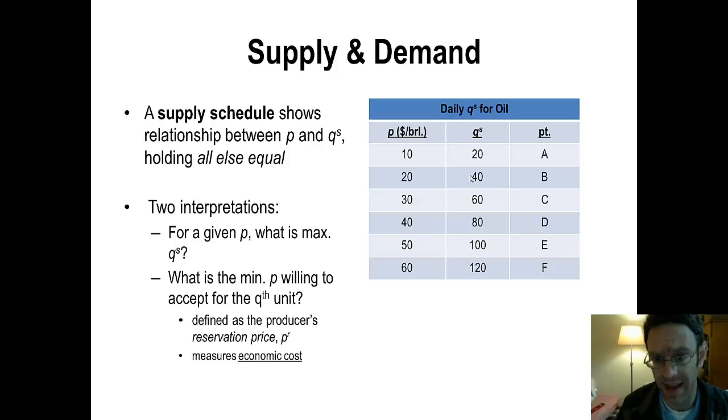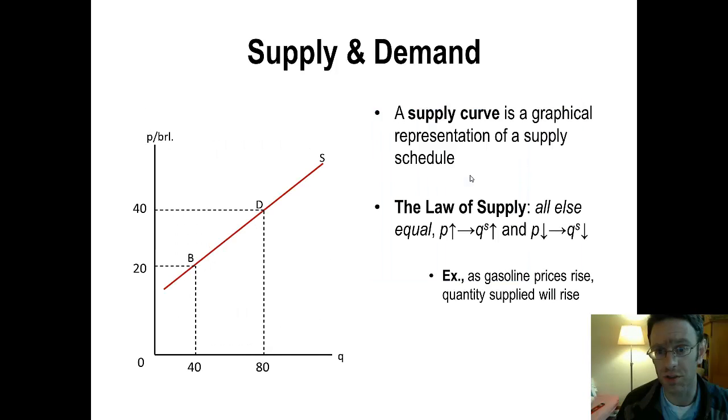Now, typically we're not going to actually use supply schedules. We're going to revert to supply curves. So here I've got an example where I just show point B and point D. We can use those exact same two interpretations. The horizontal perspective starts at price and solves for the maximum quantity supplied. So at a price of $40 a barrel, the maximum quantity supplied is 80 barrels. Or we can take a vertical perspective and get that other interpretation, which solves for the reservation price for a seller, i.e. the economic cost of production. So what is the cost of producing that 80th barrel, i.e. what is the minimum price that sellers are willing to accept to sell that 80th barrel? It is $40 a barrel.